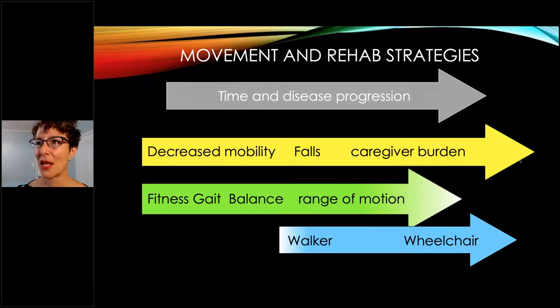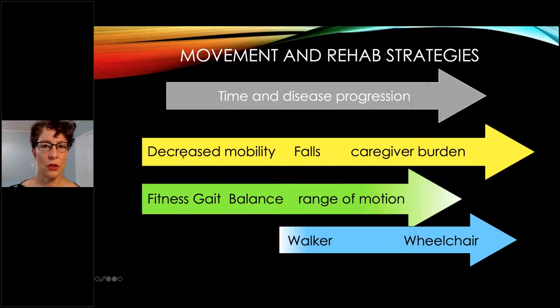All right. So thinking about strategy. When would we use one versus the other? If we go from left to right in terms of time, so over the course of a disorder progression, we've got the color coding here. At the top we have prevention, then the green is improve or preserve, and the blue would be compensate.